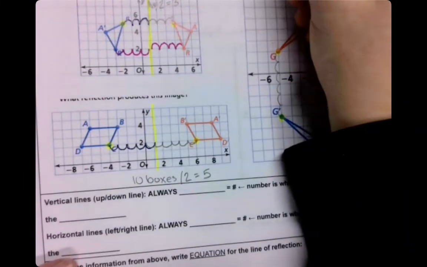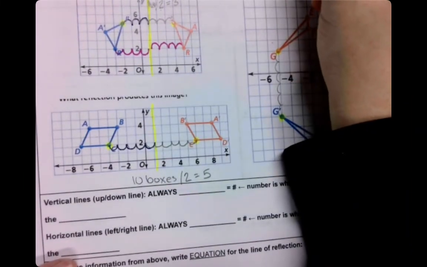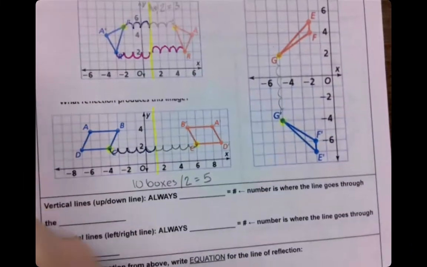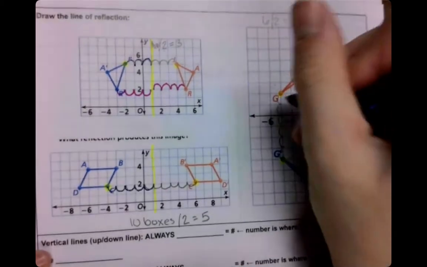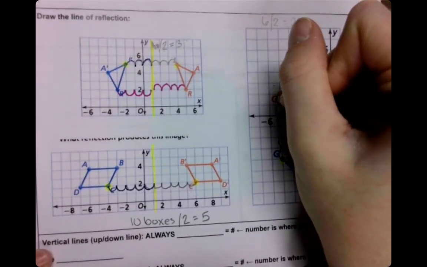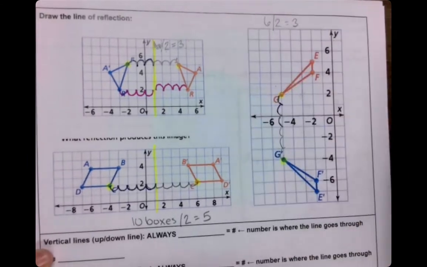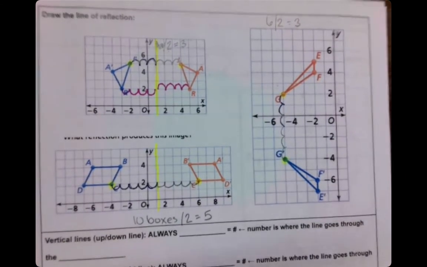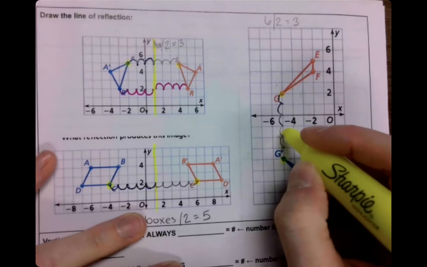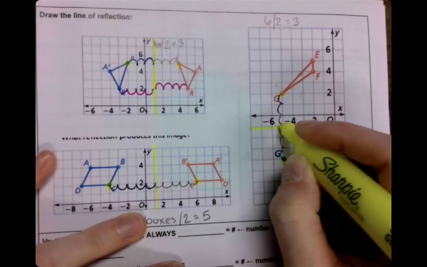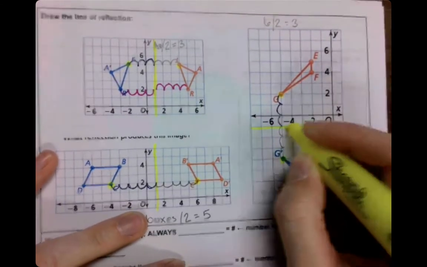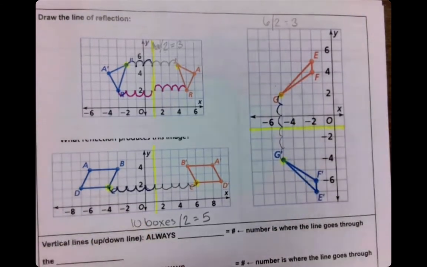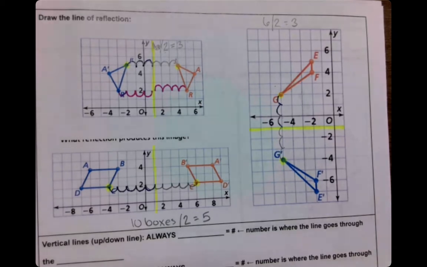Well, we know from over here, 6 divided by 2 is 3. So we have 1, 2, and 3. So where those two lines meet, 1, 2, 3, I'm going to draw my line of reflection. All right. So that's kind of the, well, where is it? How do I find it?